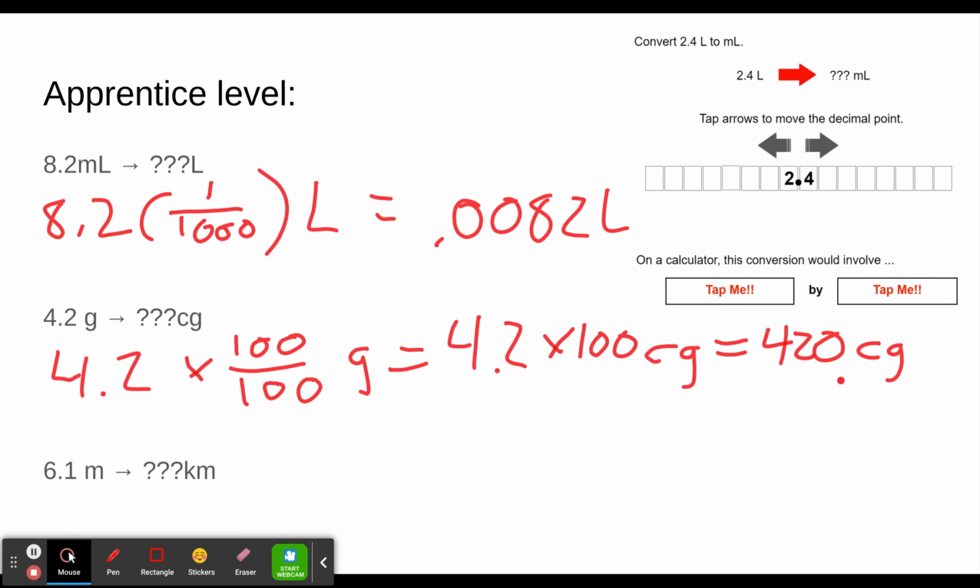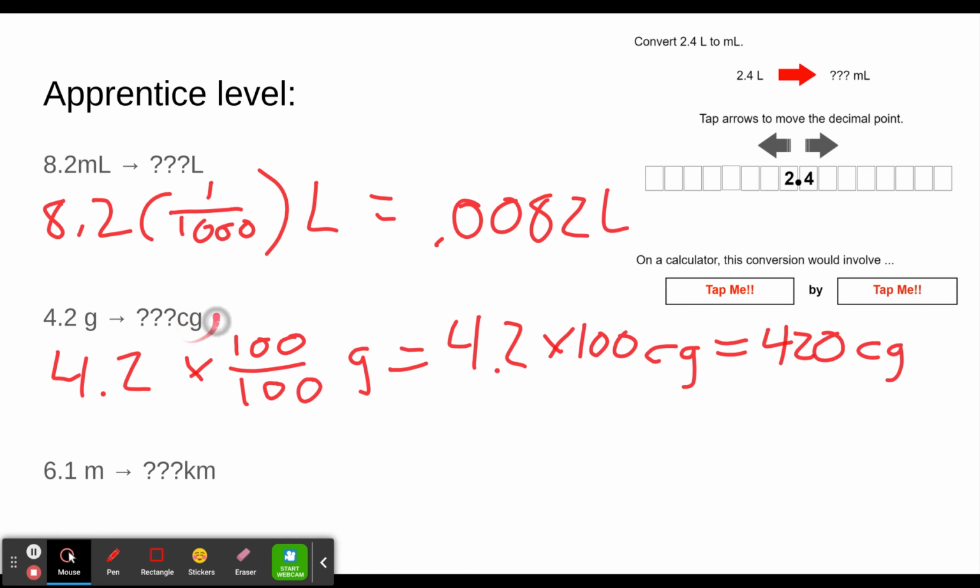All right. I do want to point out one other thing that we talked about just a moment ago: because we were going from a small unit, a milliliter, to a bigger unit, a liter, that means you need less of them. Notice how we have a smaller number here: 8.2 turned into 0.0082. Here we went from a unit to a smaller unit. Centi means 1/100th, so it's a small unit.